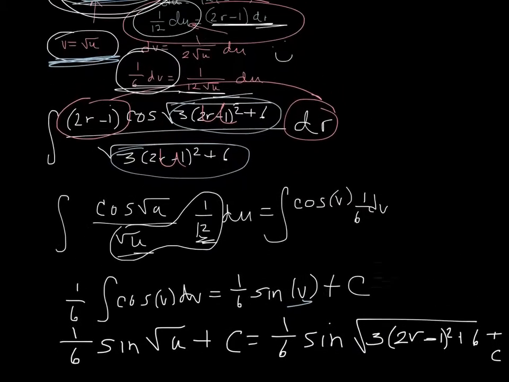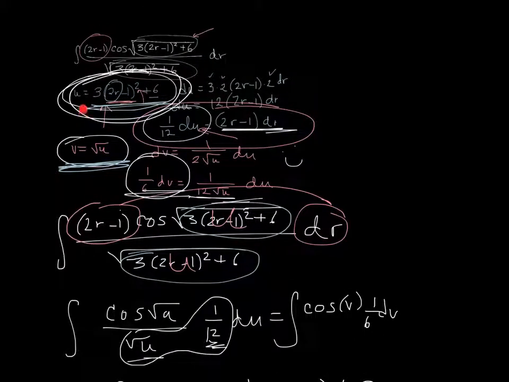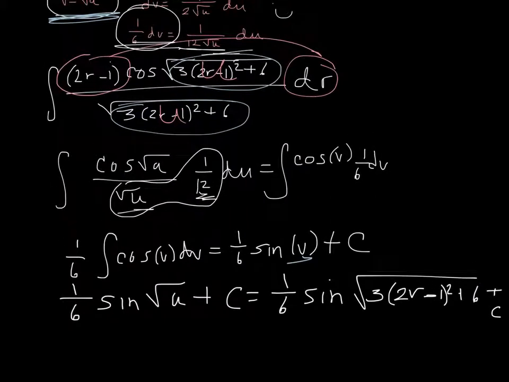So the big key here was to first recognize that you wanted to take the 3 times (2r minus 1) squared plus 6, make that your u, take the derivative of it, and make it look like what's left over. What was left over? (2r minus 1) dr. So we had to divide out the 12. And then we also did a second substitution and said, well, let v equal the square root of u. So that makes it easy to write cosine square root of u over square root of u. Took the derivative of that, and now we wanted to make this side look just like this, 1/12. So we had to multiply both sides by 1/6, and then away we went, plugging everything back in.